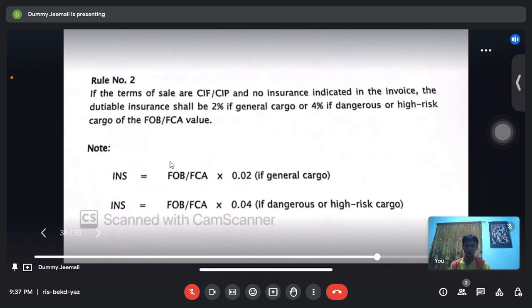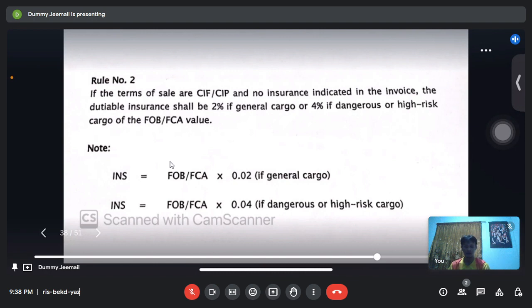So, rule number 2. If the terms of sale are CIF or CIP, and no insurance indicated in the invoice, the dutiable insurance shall be 2% if general cargo or 4% if dangerous or high risk cargo of the FOB or FCA value. So if general cargo, 2% imong gamiton, multiply FOB or FCA to 2%. If dangerous or high risk cargo, FOB multiplied by 4%.